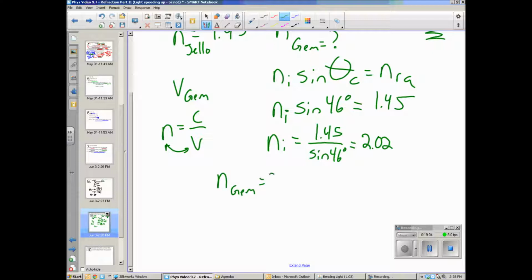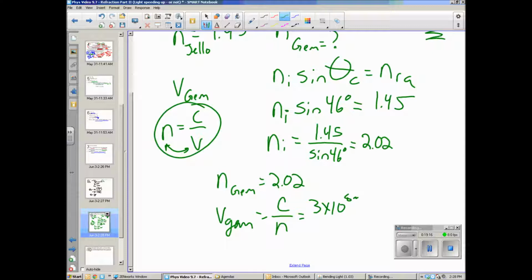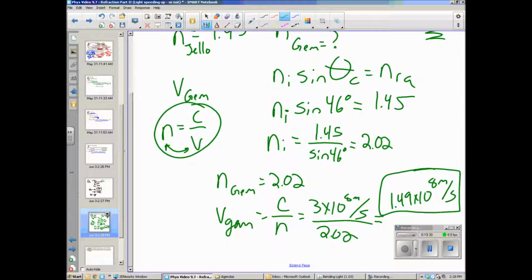It is 2.02. So now to find the velocity of light in the gem, I'm just going to rearrange this equation. So you get c over n. So 3 times 10 to the 8th meters a second divided by 2.02 gives us 1.49 times 10 to the 8th meters per second. And there we have our answer, the velocity of light in our mysterious new gem.